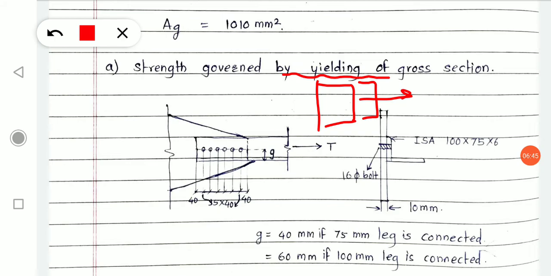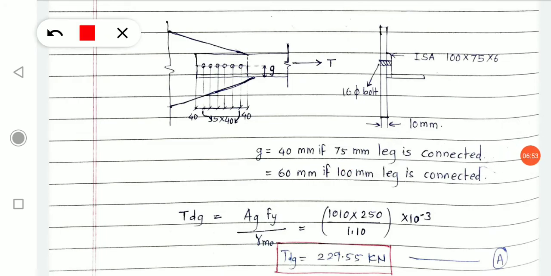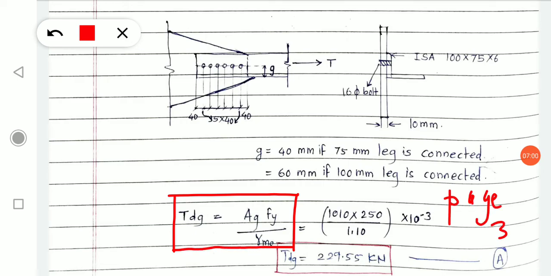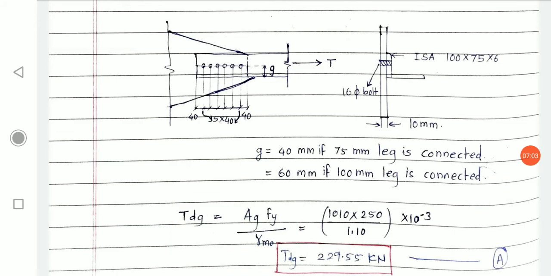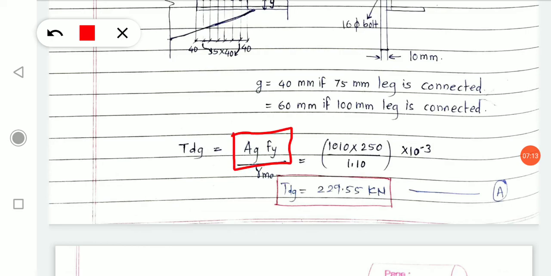And if we are checking what formula is provided, the IS code mentions that we calculate this yielding with this formula, which is mentioned on page number 32. Okay, in this formula what is required? We require Ag Fy upon gamma M naught. Gamma M naught is a partial safety factor for the tension failure, right, in yielding.